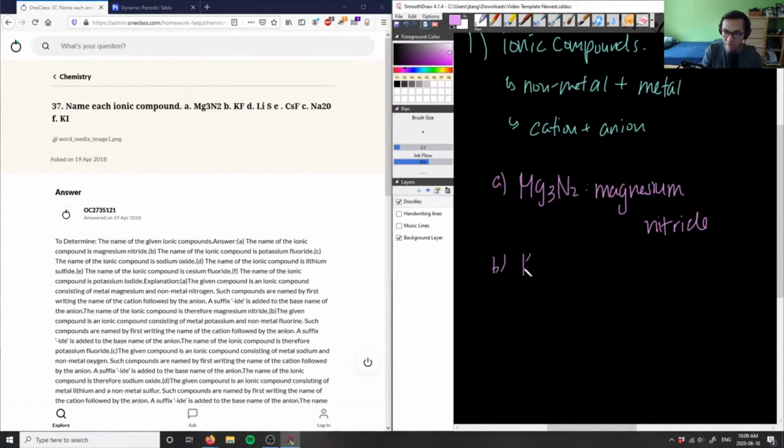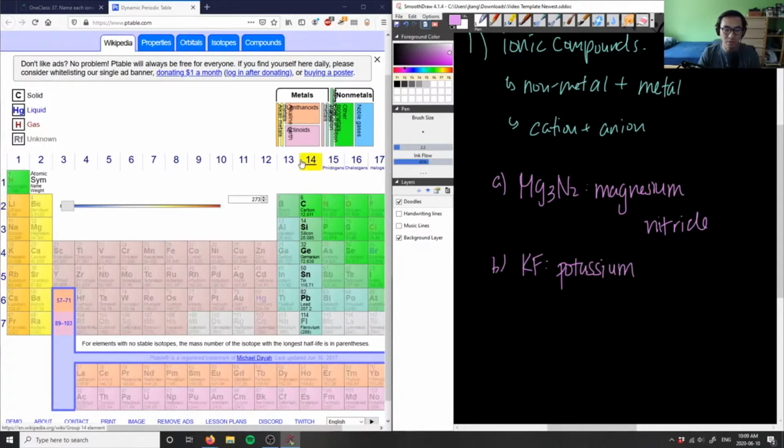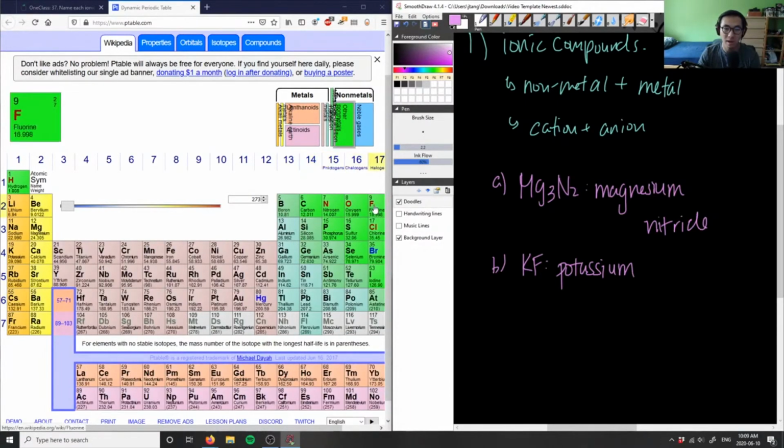For B, we have KF. Let's examine the first element. We have K, which is our metal, and K represents potassium. And F is our non-metal, which exists on the right side of the periodic table. F represents fluorine. Remember, we drop the ending and add IDE. So fluorine becomes fluoride, and it's potassium fluoride as our answer for this problem.